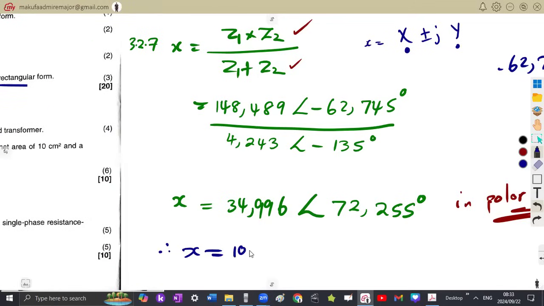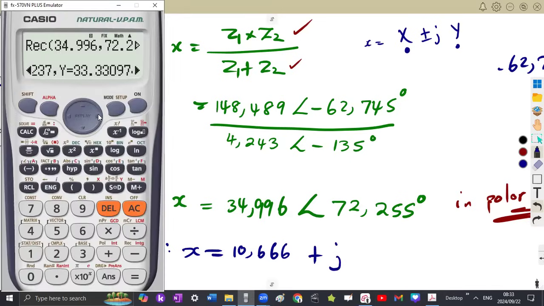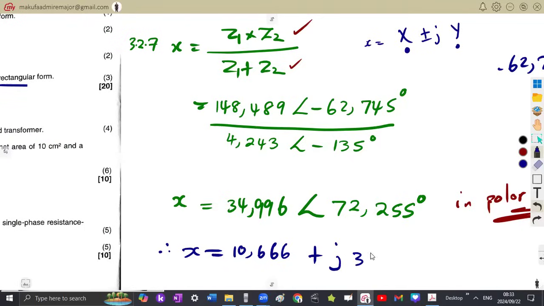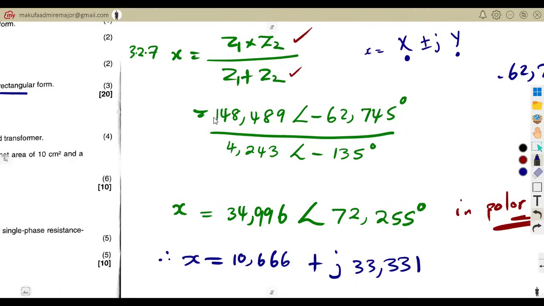So your x, 10,666 like that, plus j, the part of y now. The y, as I said, is 33.33. This is going to change into 1. So that's 33.331. So this is what they wanted you to simplify, your answer to be converted to rectangular form. At the end, let your answer be in rectangular form.